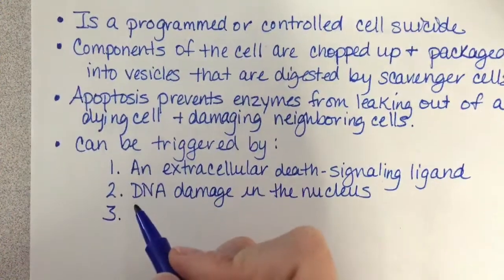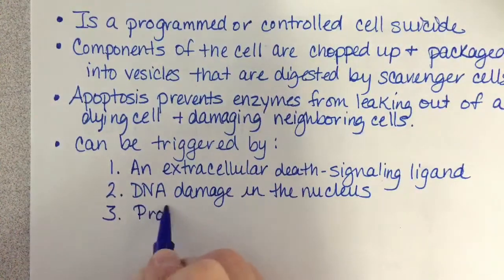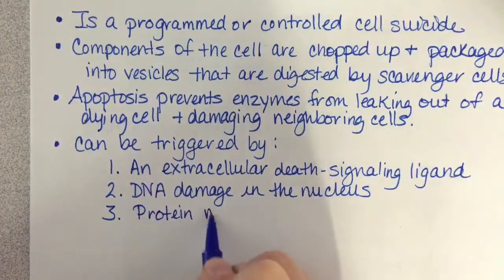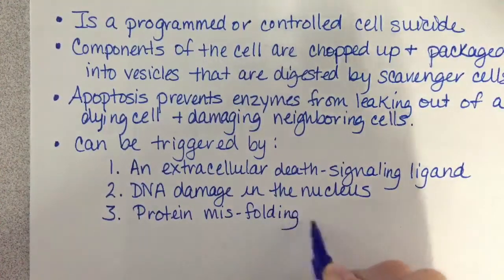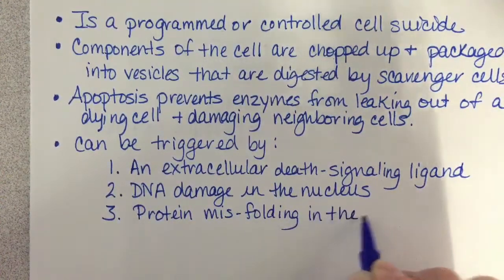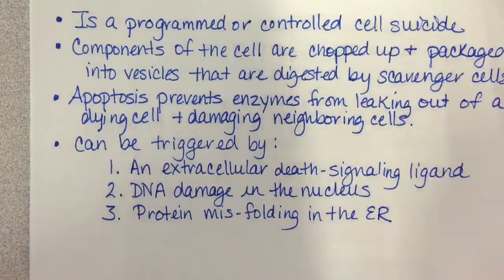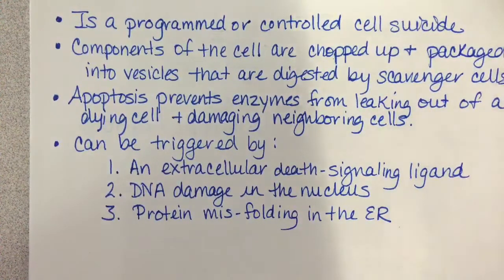Or three, protein misfolding in the ER, the endoplasmic reticulum. So if a protein isn't folded correctly and doesn't have the right shape, it's not going to have the right function, and so therefore there's something wrong with it, and so that can trigger apoptosis as well.